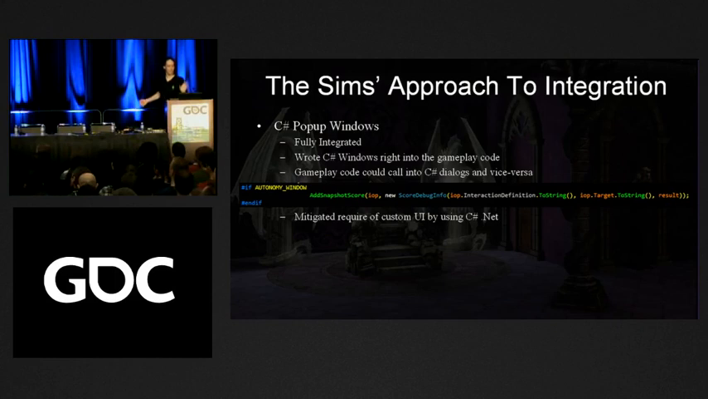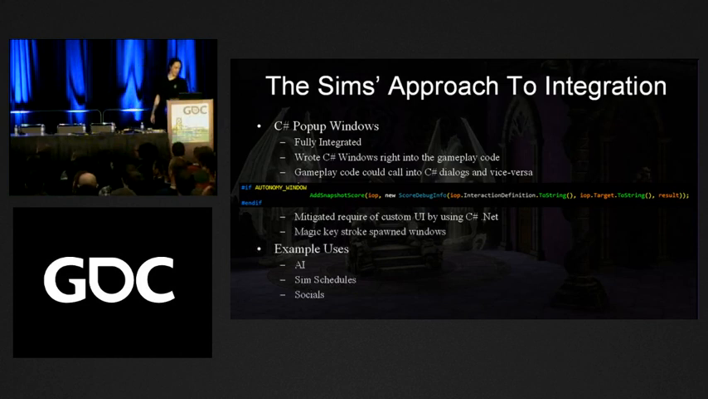What would happen is the gameplay code would just call directly into the dialog, or vice versa. Here's an example, and we have a #if, which I told you not to do before, of add snapshot score, right? This basically sends a snapshot over to the autonomy window in this particular case. This is actually an example of something kind of not to do, but you can still do this integration. I'll show you some good and bad things that have happened and some of the cool things that we did. There's a magic keystroke that spawned these windows. It's just Control-Shift-Z that would spawn them up. Some uses for this were AI, sim schedules, socials, situations, all sorts of Simsy buzzwords.